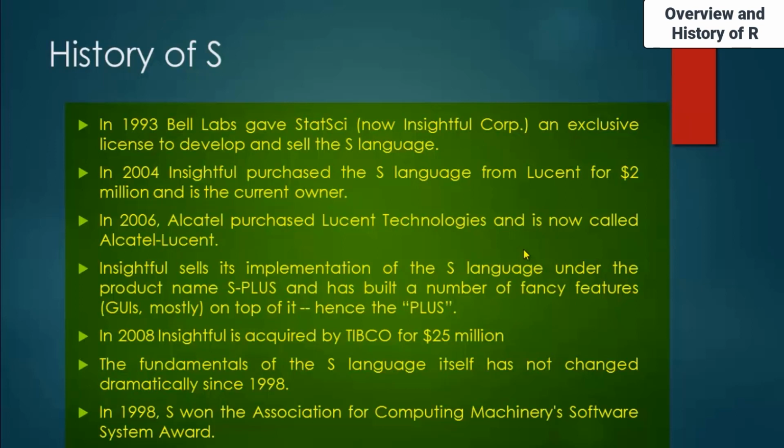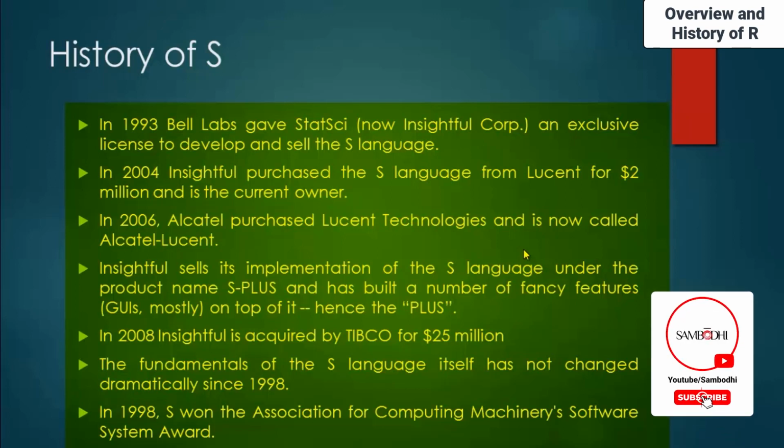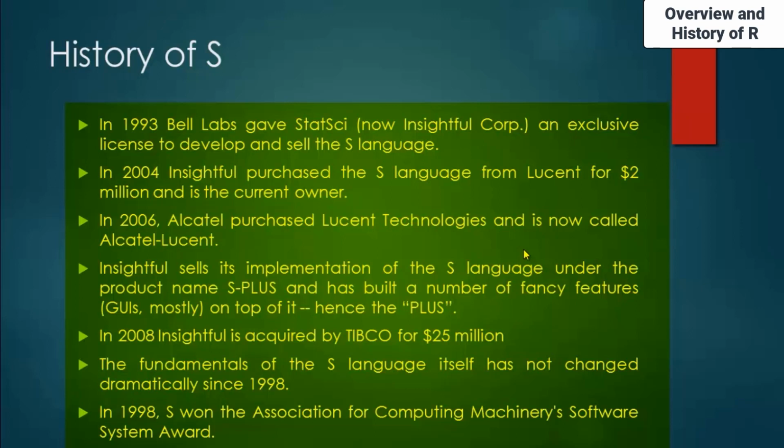In 2004, Insightful purchased the S language, which was earlier with StatSci, from Lucent for $2 million and is the current owner. Lucent is again an analytical company. In 2006, Alcatel purchased Lucent Technologies and is now called Alcatel-Lucent. Alcatel is a mobile telecom provider in various parts of the world. Insightful sells its implementation of the S language under the product name S-Plus and has built a number of fancy features, most of them graphical user interfaces on top of it. So hence the name S-Plus.